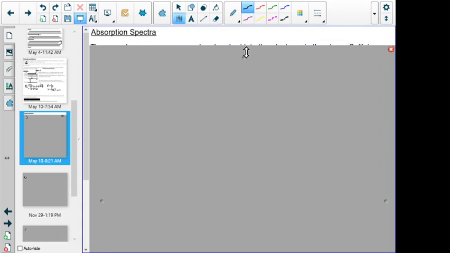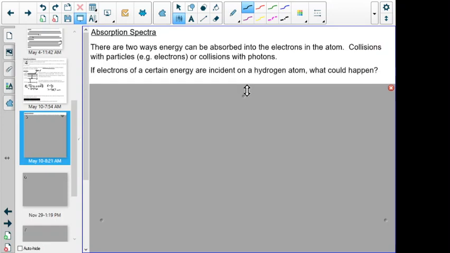So that was emission spectra. Now we're going to talk about absorption spectra. There's a couple ways we could get energy absorbed by the electrons in the atom. We could have a particle come in and hit it, like an electron, or we could have a photon come in and hit it. Those are our two options.